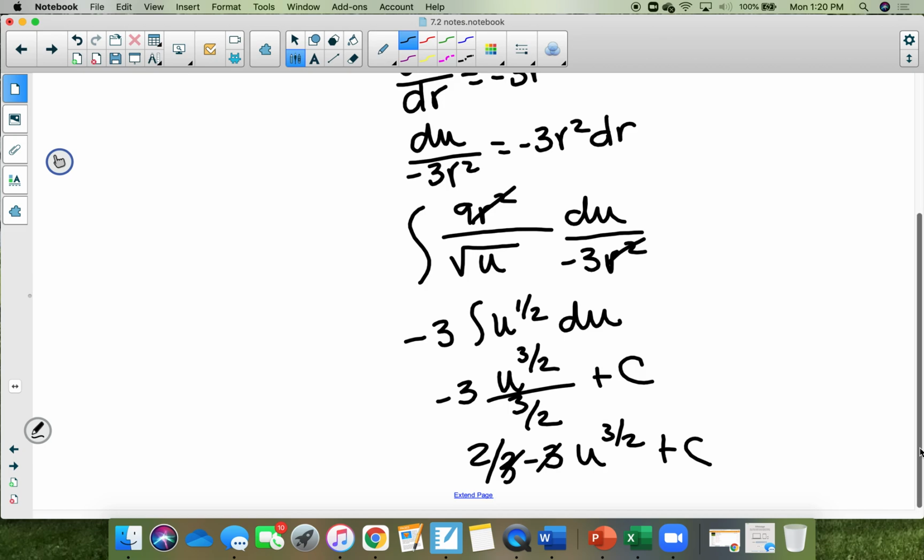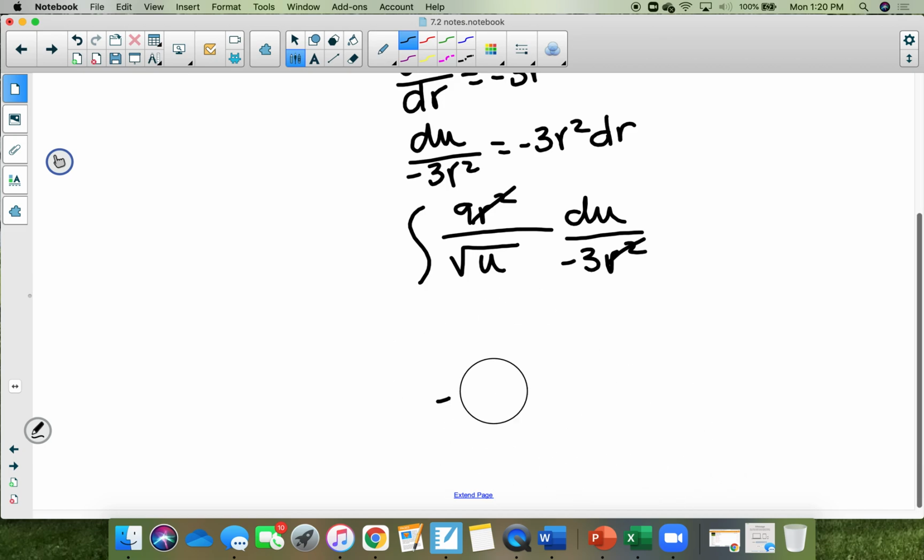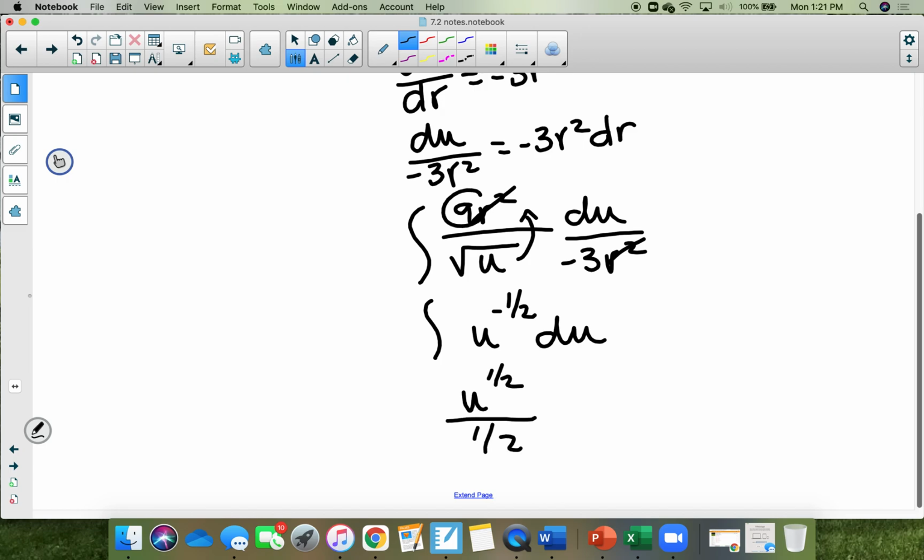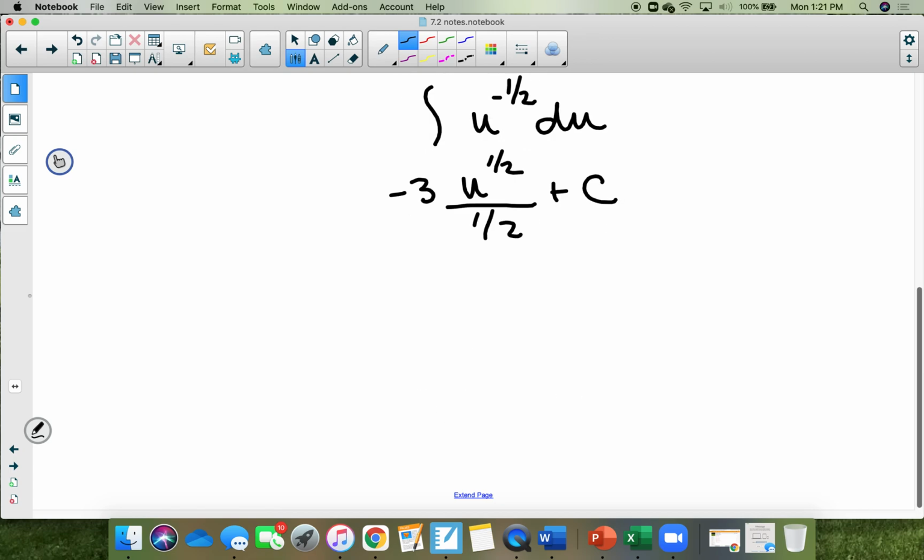Back it up. Sorry, made a mistake. This is the same thing as u to the negative 1/2, because I had to bring it up, du. Add 1/2, and I get u to the 1/2 divided by 1/2 plus c, which makes a negative 6 u to the 1/2 plus c, and u is the same thing as the square root of 1 minus r to the third, plus c.